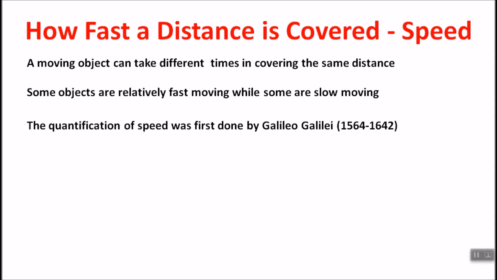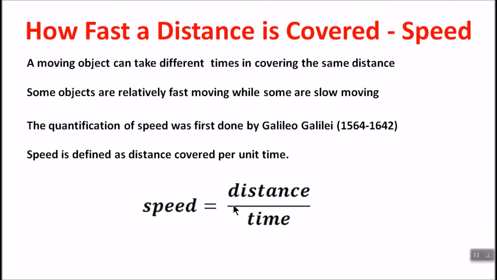And the quantification of speed was first done by Galileo somewhere in the 17th century or so. So even though we knew about all the moving objects, people analyzed the movement of stars and planets, but the speed part was not known, not quantified before Galileo. So the speed was defined as distance covered per unit time. Like speed is equal to distance by time.